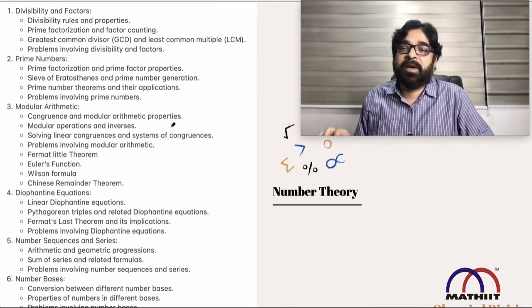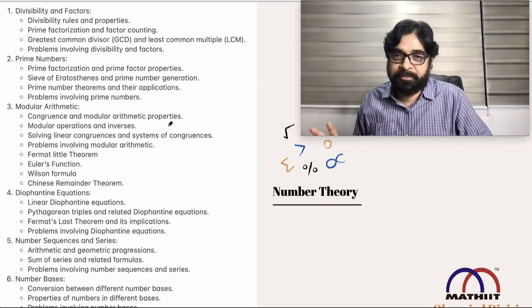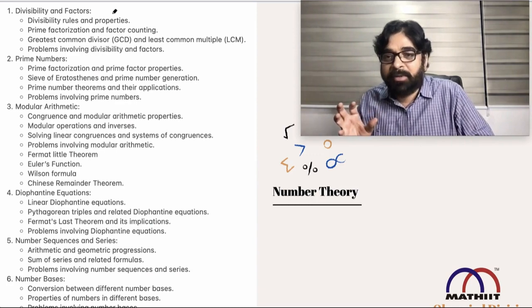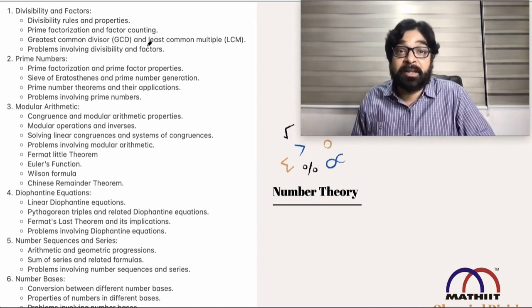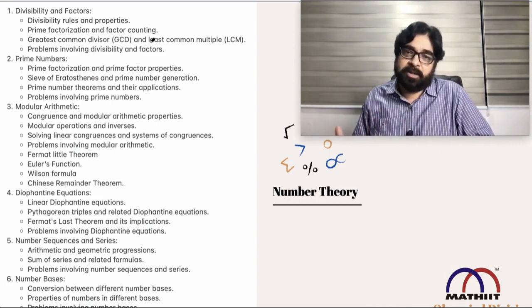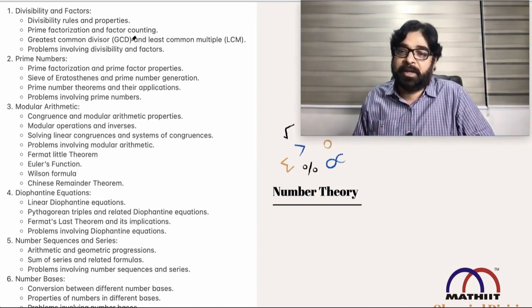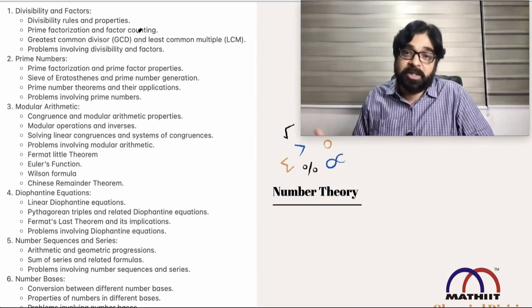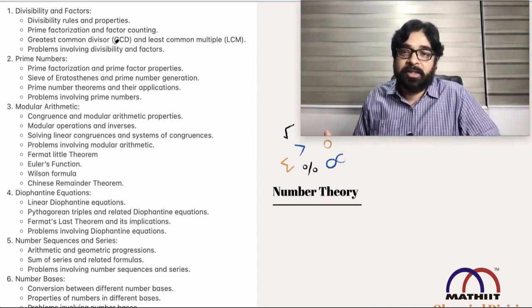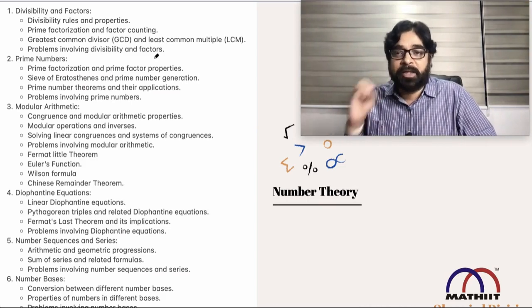First, divisibility and factors, the most important things. It's the backbone of number theory. Euclid's formula, remainder theorem, all those things have to be done. The divisibility rules, properties, facts, right? I'm not going to discuss what these actually are in this video. My purpose is to tell you what they are.